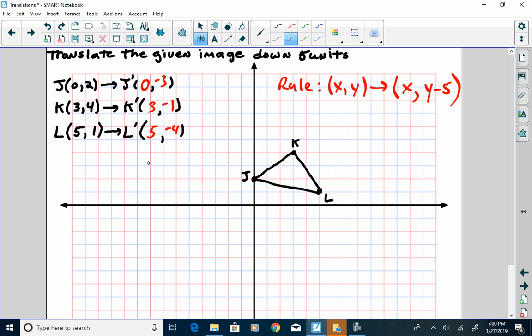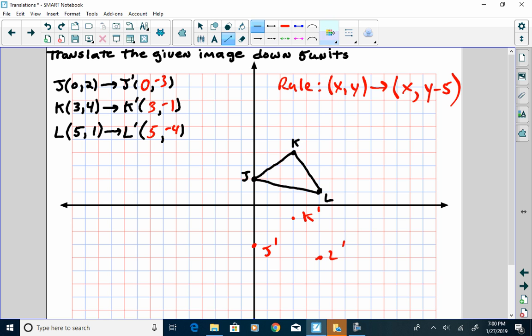Let's graph them and see what we look like. 0 and negative 3, it's going to be here, and that's going to be j prime. 3 and negative 1, right 3 down 1, that's going to be k prime. And then we have 5 and negative 4. Right 5, 1, 2, 3, 4, 5, down 4, 1, 2, 3, 4. I put a point. It's going to be my L prime. Let's connect those points.